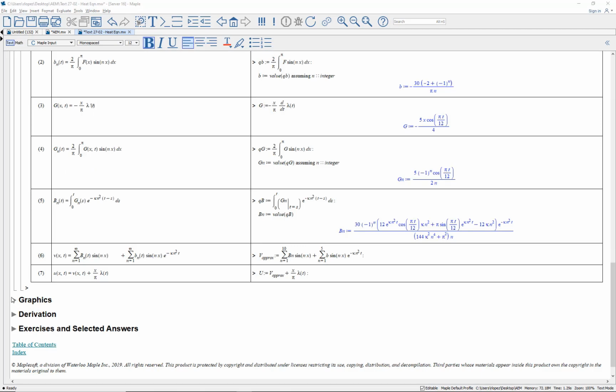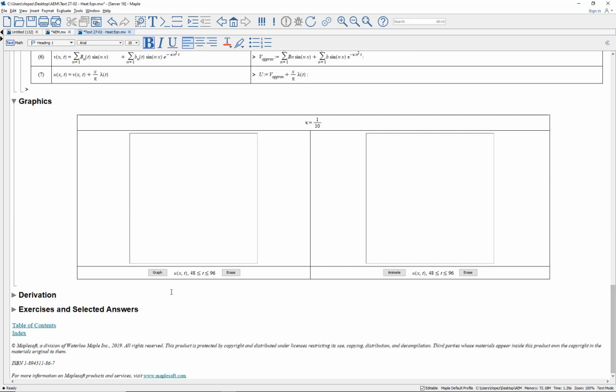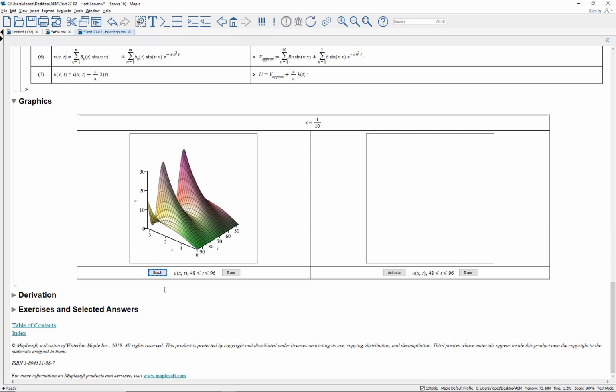Since we have U, let's draw some pictures. This is a graph of the solution surface U of x and t, and I've drawn it from time 48 to 96, so I'm closer to steady state. And this is an animation of the temperature profiles in the wall. You can see from this surface plot the behavior is not linear.